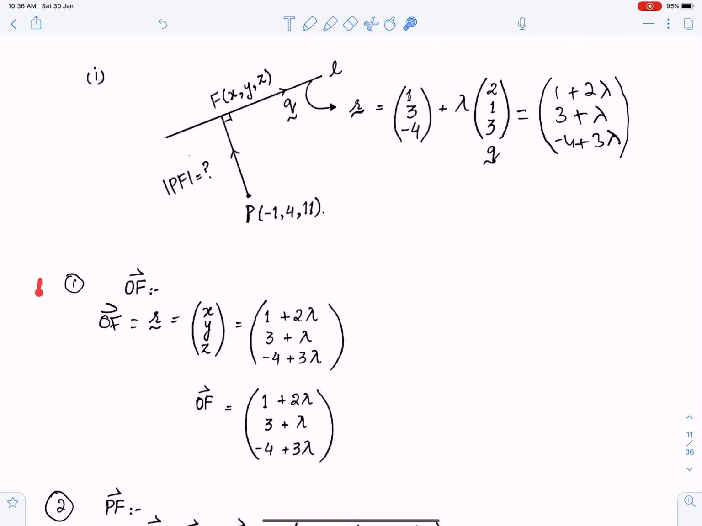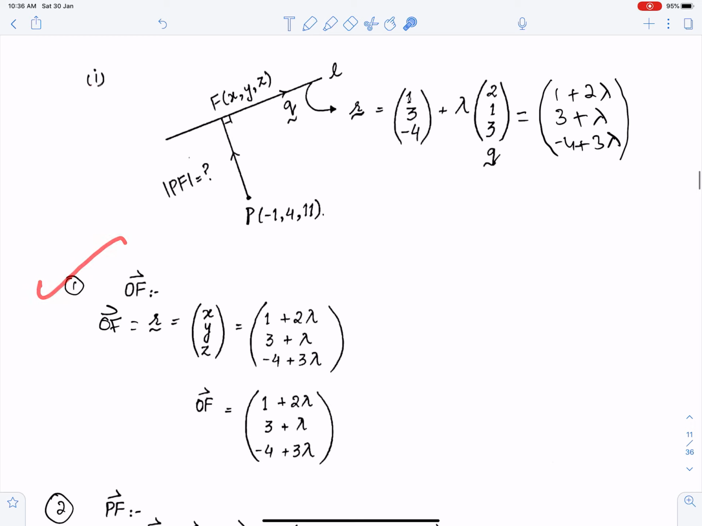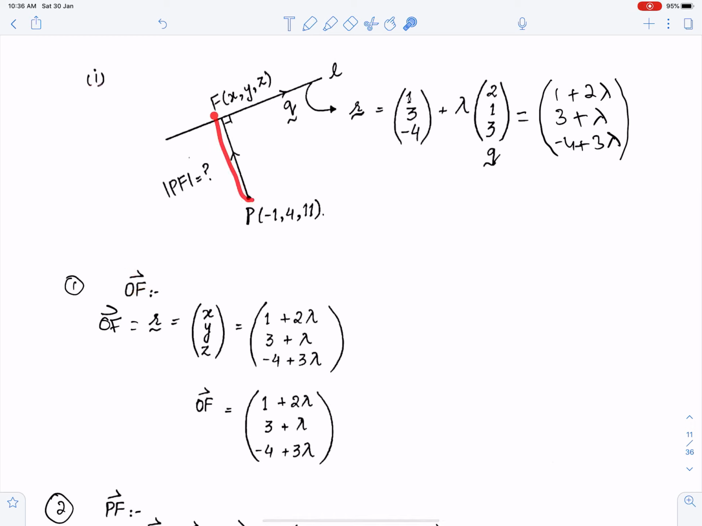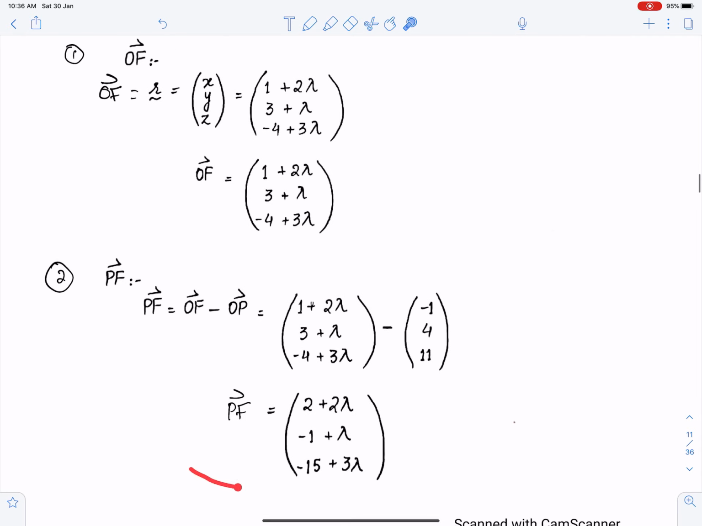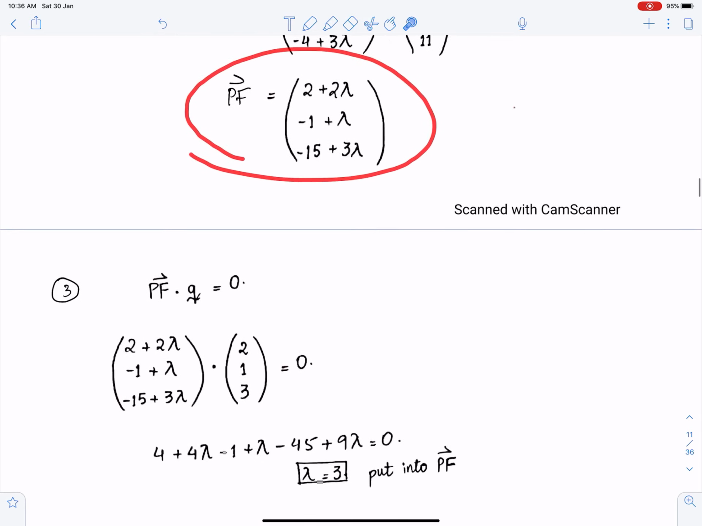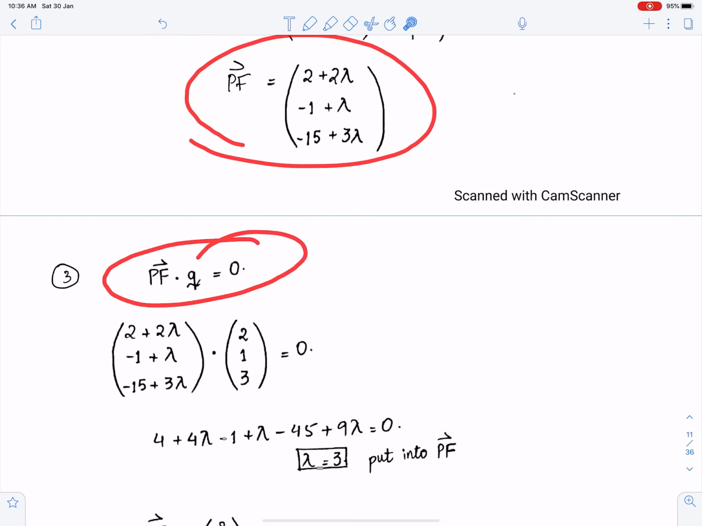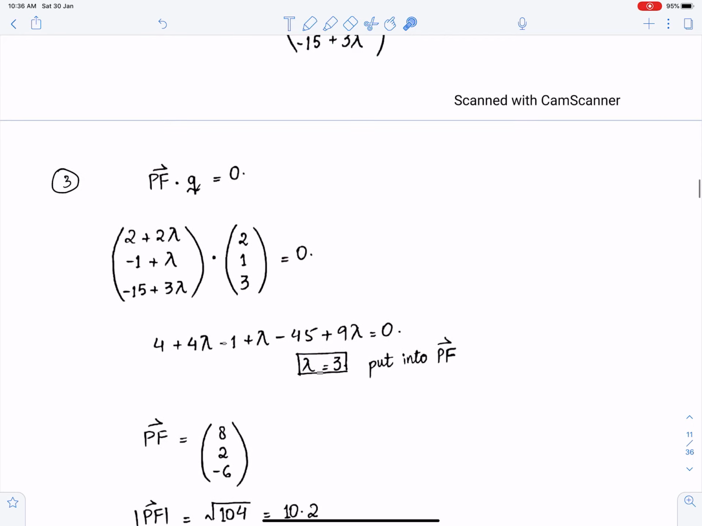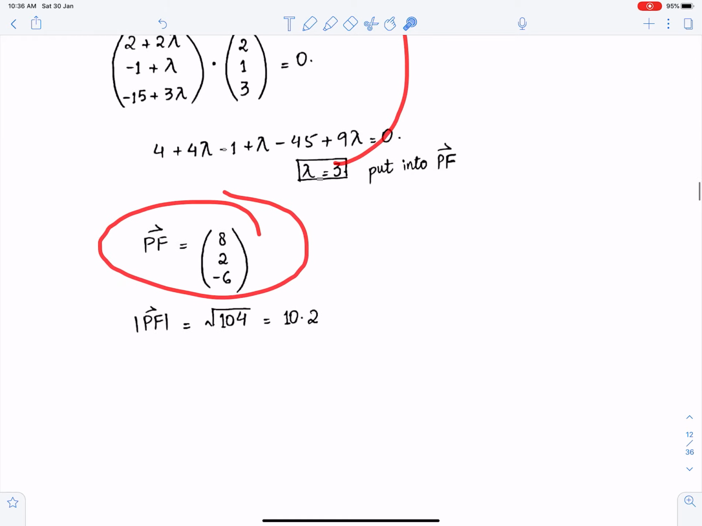So first work for OF, and OF is R, it's here. Then work for PF, it's here. And then see, PF is perpendicular to Q, so take the dot product of these two for the value of lambda. And then substitute lambda back into PF and get PF, and then get the magnitude of PF.